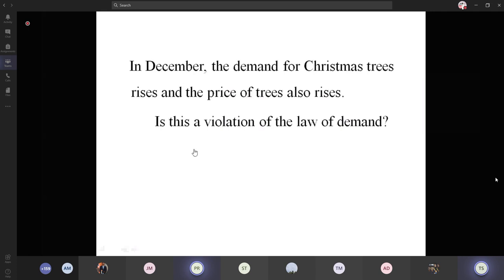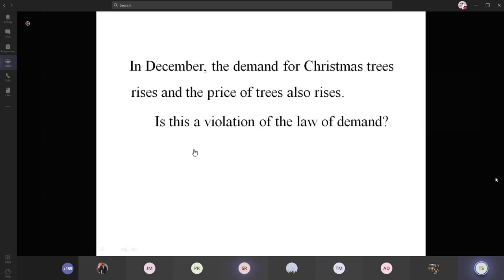Ma'am, it is a violation of the law of demand. Okay, how is it a violation? Anybody can answer. Ma'am, certain goods don't follow the law of demand, like Giffen goods and Veblen goods. Okay, so this is the violation of the law of demand. So this comes under the exceptions.